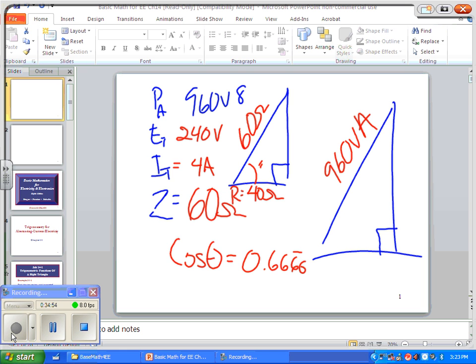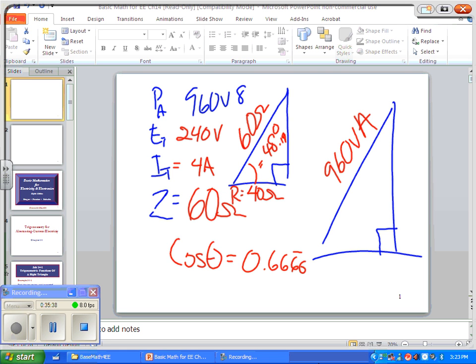What angle is it? 48 degrees? 48.19. Okay, 48.19 degrees. Now, if we know that, we can come over here and say the cosine of the angle is our power factor. So we could take this 960 and multiply that times 0.666, which I think is still in our calculator, right? Or we could hit clear and just enter 0.66666 times 960. That'll tell us this side over here, won't it?